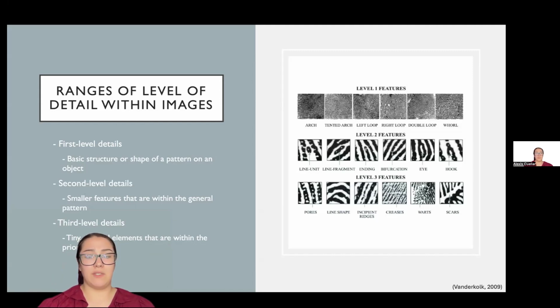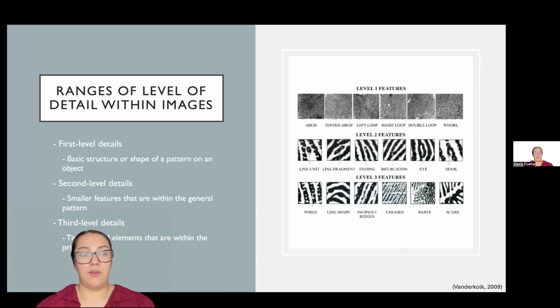So the second level of detail shows the smaller features that are within the general pattern from the first level. So within the whorls and the arches and the loops, we're able to see the different ridge patterns, the different line fragments, the different characteristics that may be on the fingerprint.